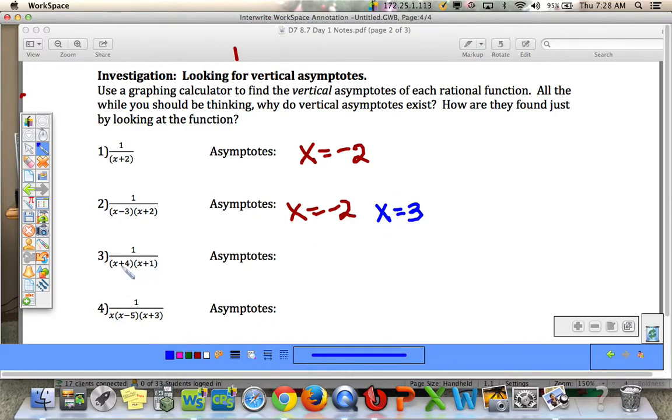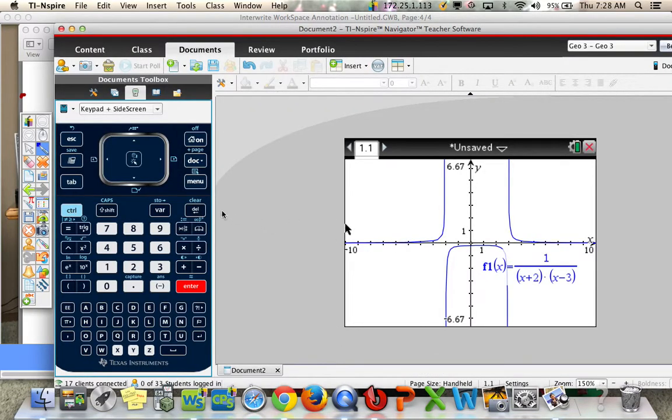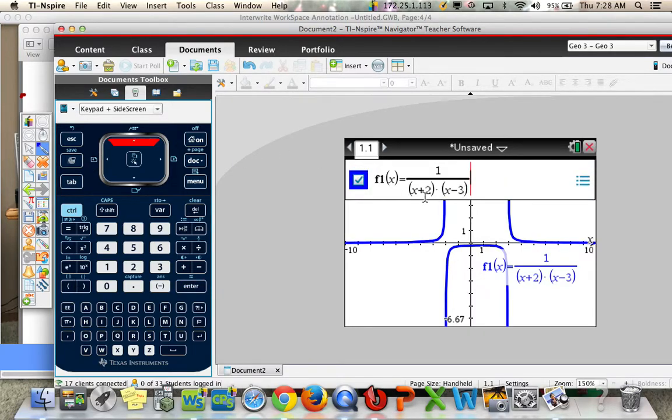Let's try the next one, x plus 4, x plus 1 on the bottom. So again, hit tab, go up. So again, it was x plus 4, x plus 1. You can make a prediction of what you think is going to happen.